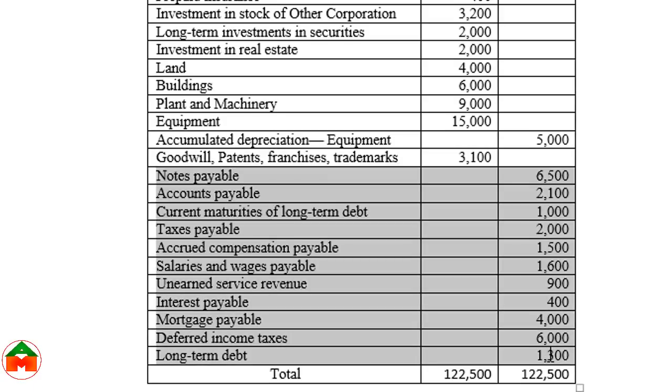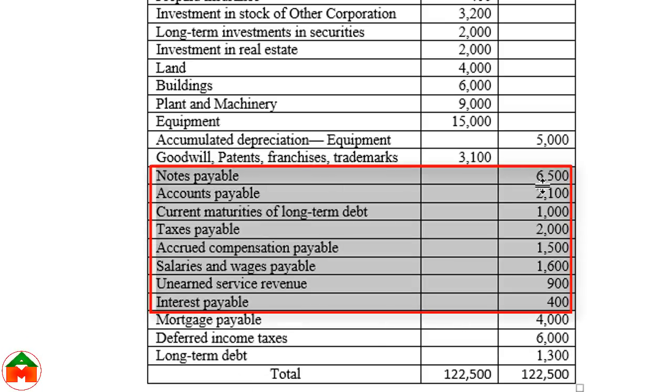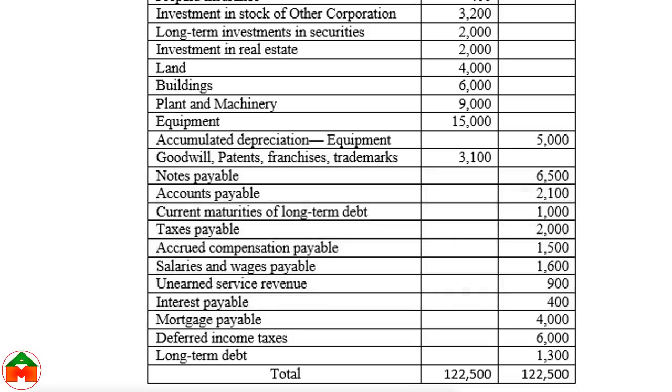From these items we will prepare the liabilities and owner's equity section. In the first section we will take all the current liabilities. Here we can see notes payable 6,500, accounts payable 2,100, current maturities of long-term debt 1,000, tax payable 2,000, accrued compensation payable 1,500, salaries and wages payable 1,600, unearned service revenue 900, interest payable 400. These are the current liabilities, and we will take them in the liabilities section.